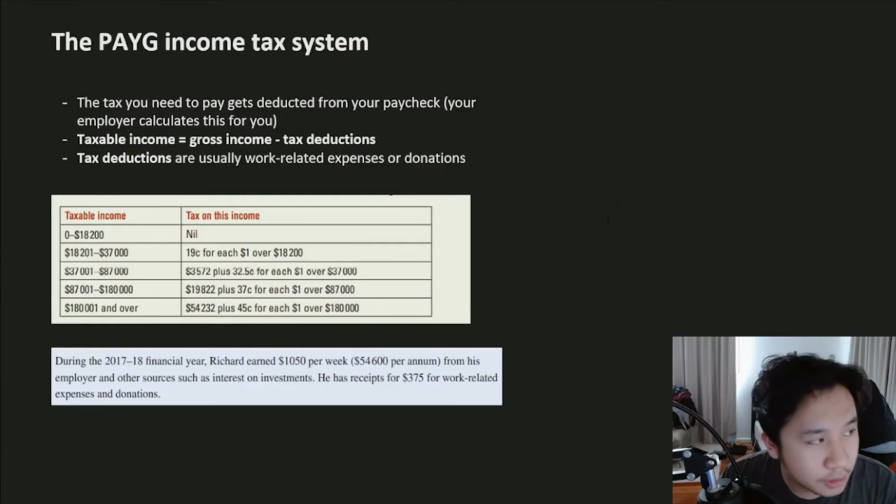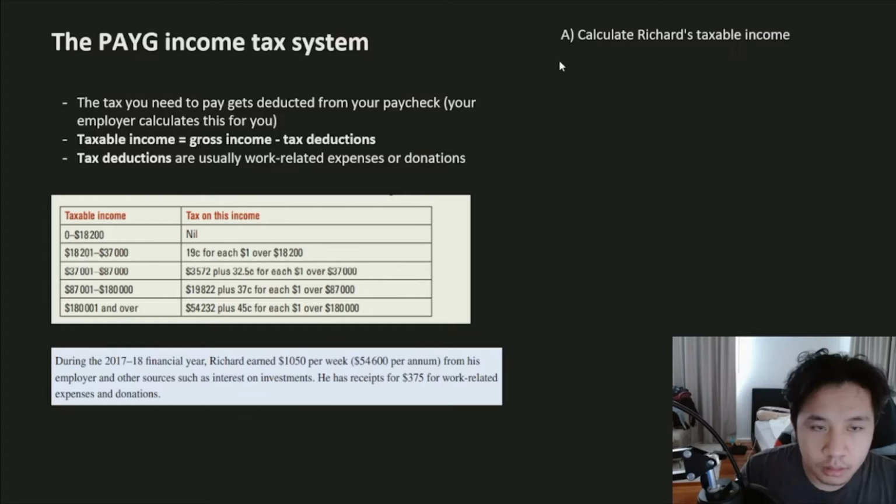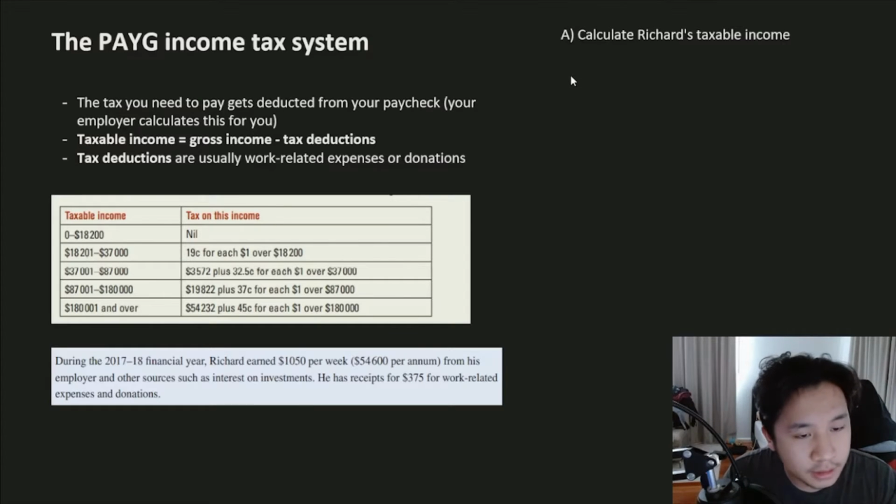We had this question where it says, during the 2017 to 18 financial year, Richard earned $1,050 a week from his employer and other sources such as interest on investments. He has receipts for $375 for work-related expenses and donations. All right, now let's say we're asked to find his taxable income. So using this formula right here, it just tells you it's the gross income minus tax deductions.